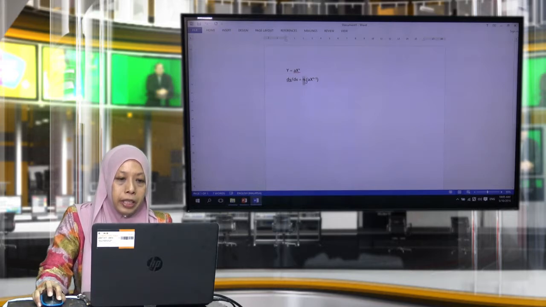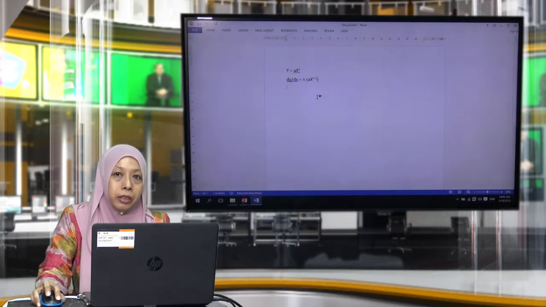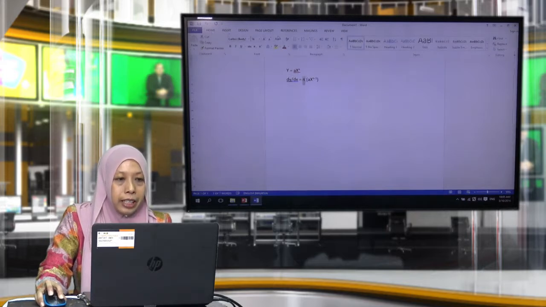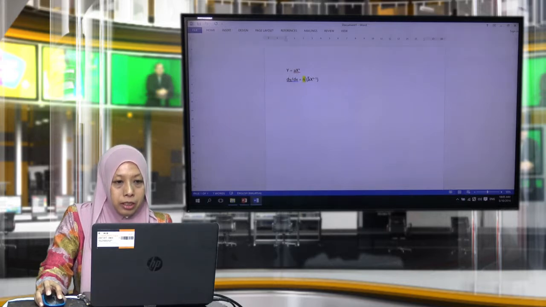So 3 steps involved. First of all, bring down your exponent n. Second step, write down your original function, which is ax^n. And the last step, you need to reduce the exponent by 1 unit. Okay, so again, the first step, you need to bring down your exponent.